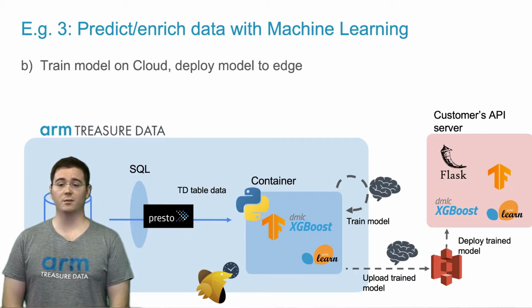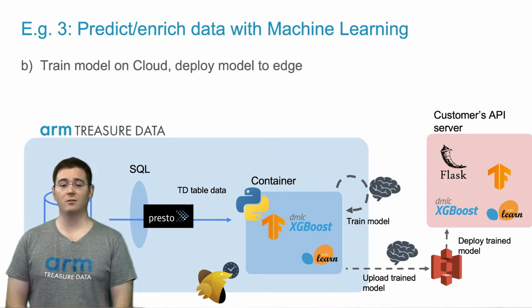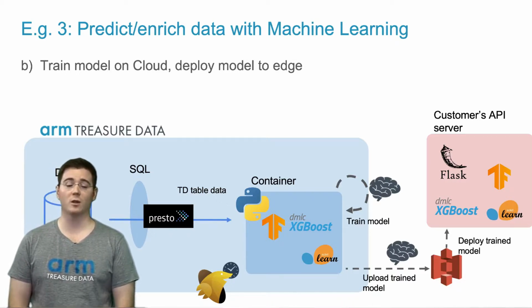Another option is training your model in Treasure Data and then saving it out to an S3 bucket or something similar to then run them on the edge.